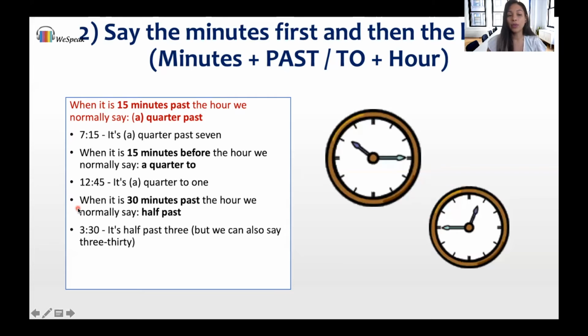When it is 30 minutes past the hour, we normally say half past. Be careful here. We don't pronounce the L. It's not "half," just "half." Half past. So we can say it's 3:30 or it's half past 3. It's half past 3. It's 3:30.